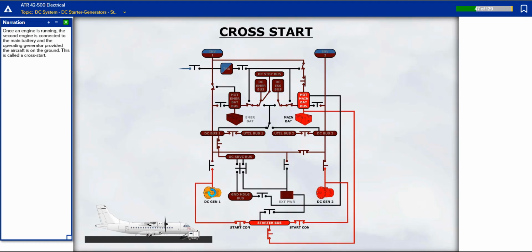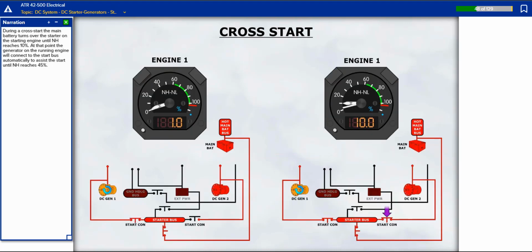Once an engine is running, the second engine is connected to the main battery and the operating generator, provided the aircraft is on the ground. This is called a cross start. During a cross start, the main battery turns over the starter on the starting engine until NH reaches 10%. At that point, the generator on the running engine will connect to the start bus automatically to assist the start until NH reaches 45%.